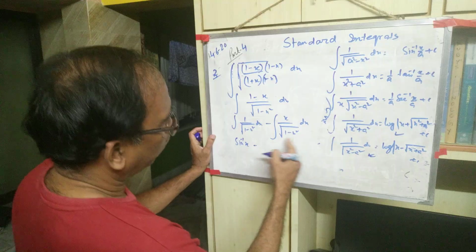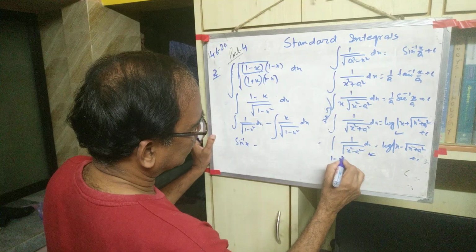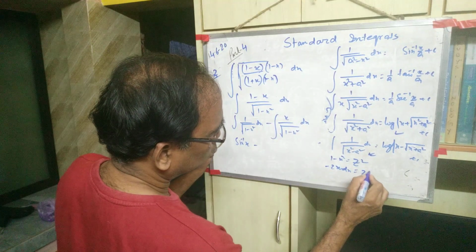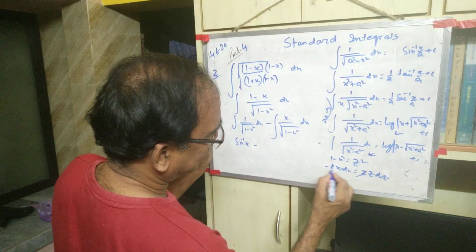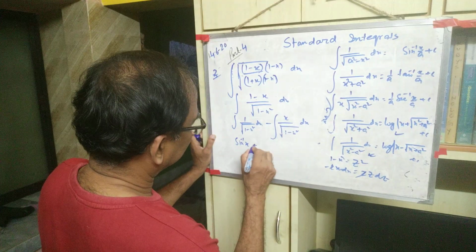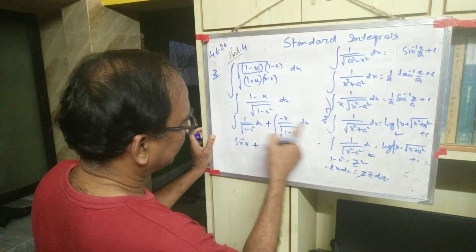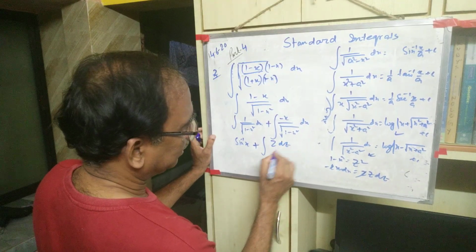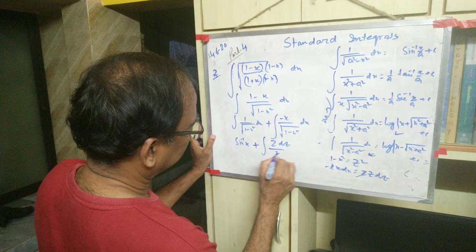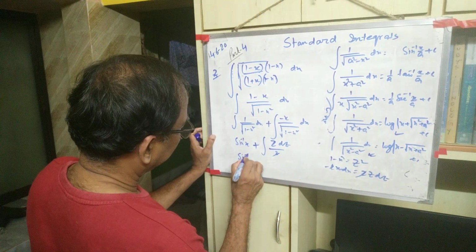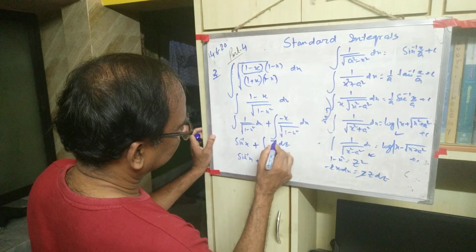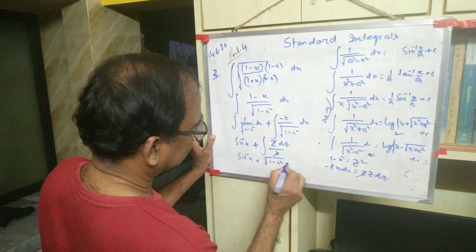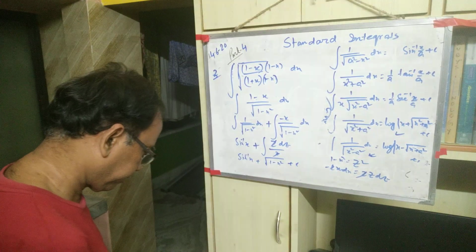minus. Now 1 minus x square as z square, that is minus 2x dx equals 2z dz, that is minus x dx equals z dz. Minus x dx is z dz, integration z dz, and this is z square. That means z, that is sin inverse x plus z, dz means only z, z means root over of 1 minus x square plus c. That is the answer.